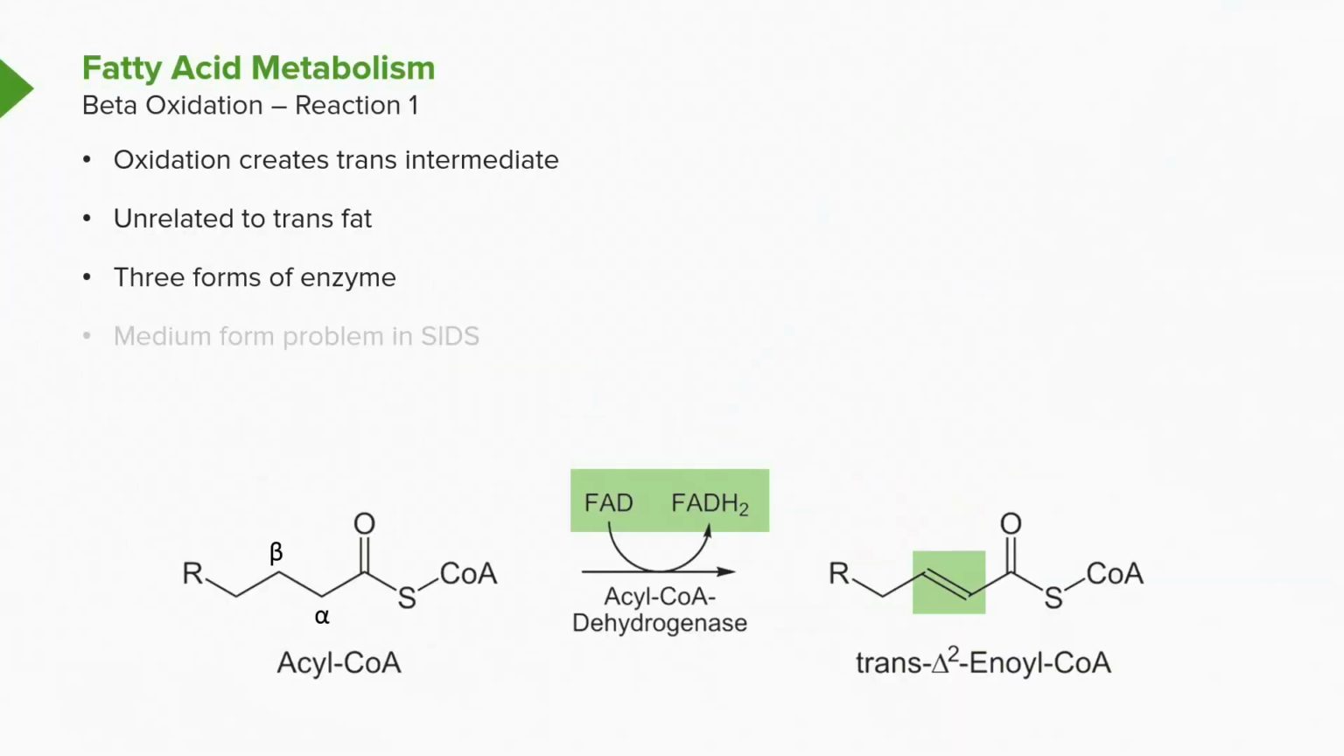Now, there are three forms of this enzyme. There's a form that works on long fatty acids, typically longer than about 20 or so, a form that works on medium-sized fatty acids between about 18 and 10 carbons, and then there's a form that works on short fatty acids, typically less than 10 carbons. Now, of note, the acyl-CoA dehydrogenase that works on the medium form is absent in infants who have died from sudden infant death syndrome. It's not a cause-effect, but there appears to be a relationship between the absence of this enzyme and SIDS.